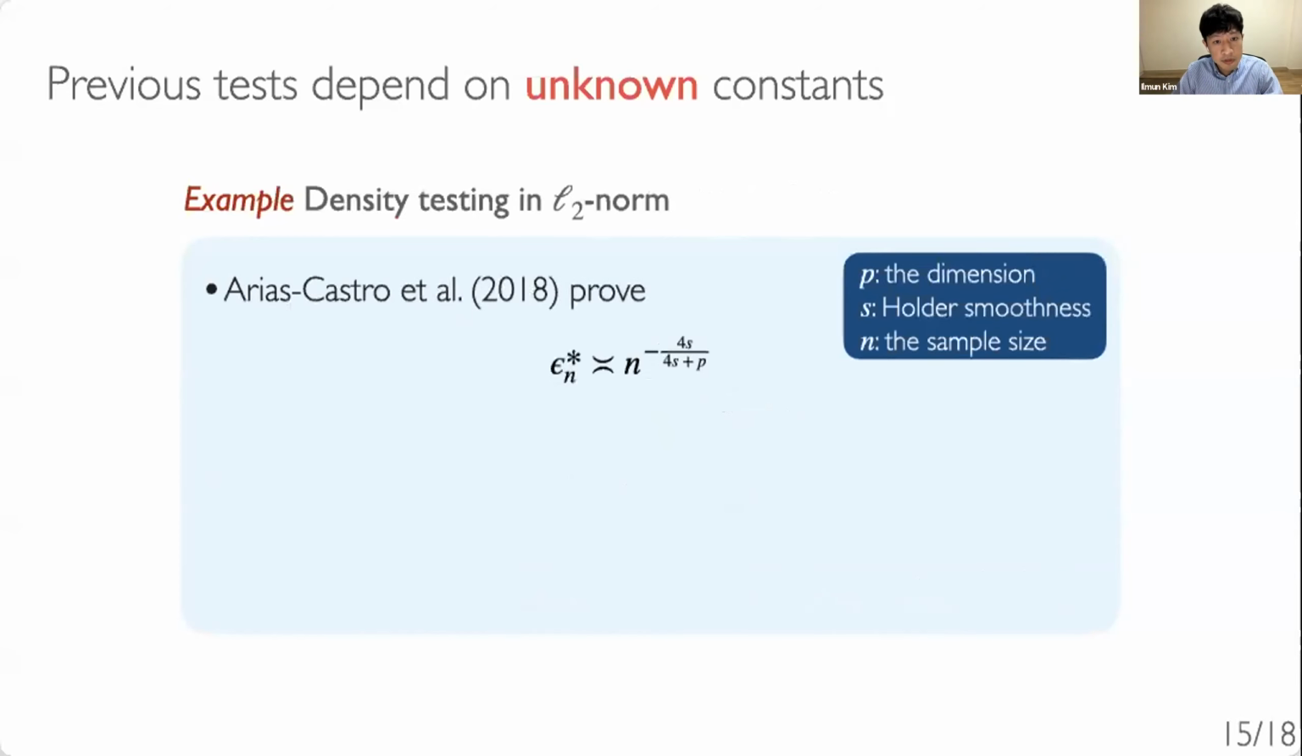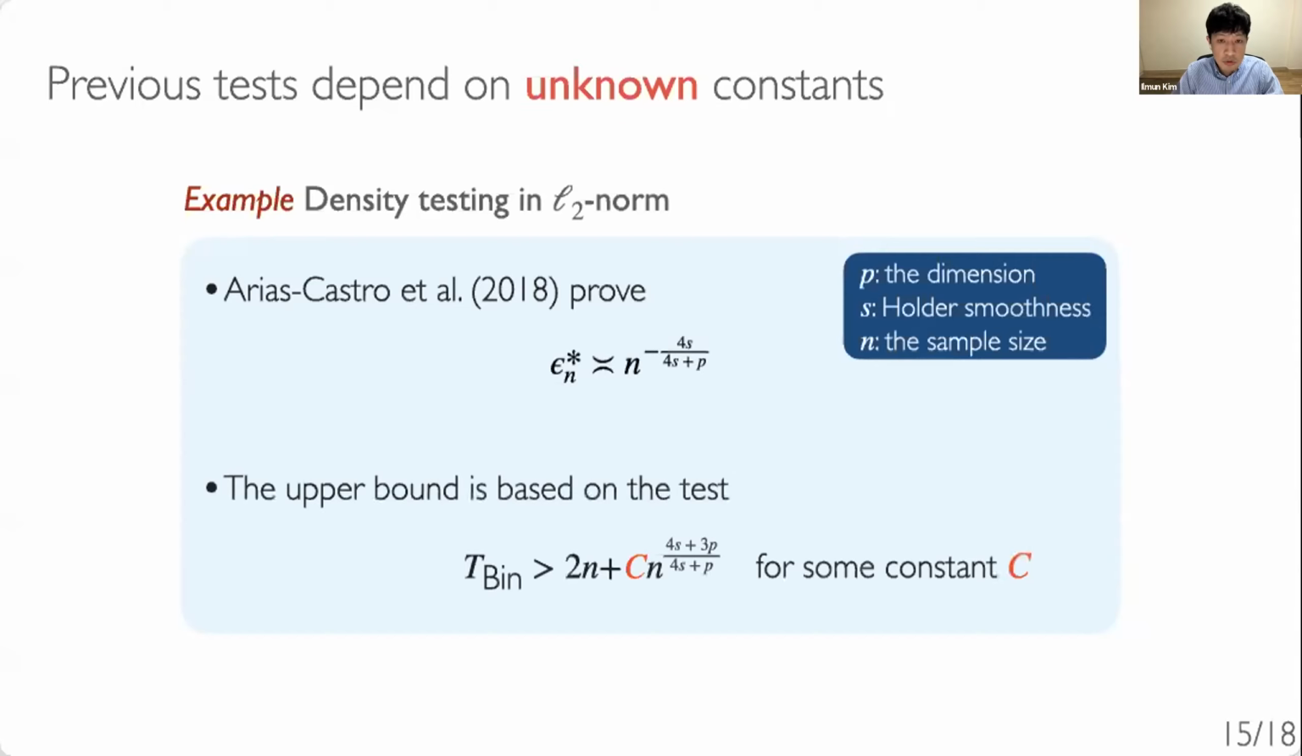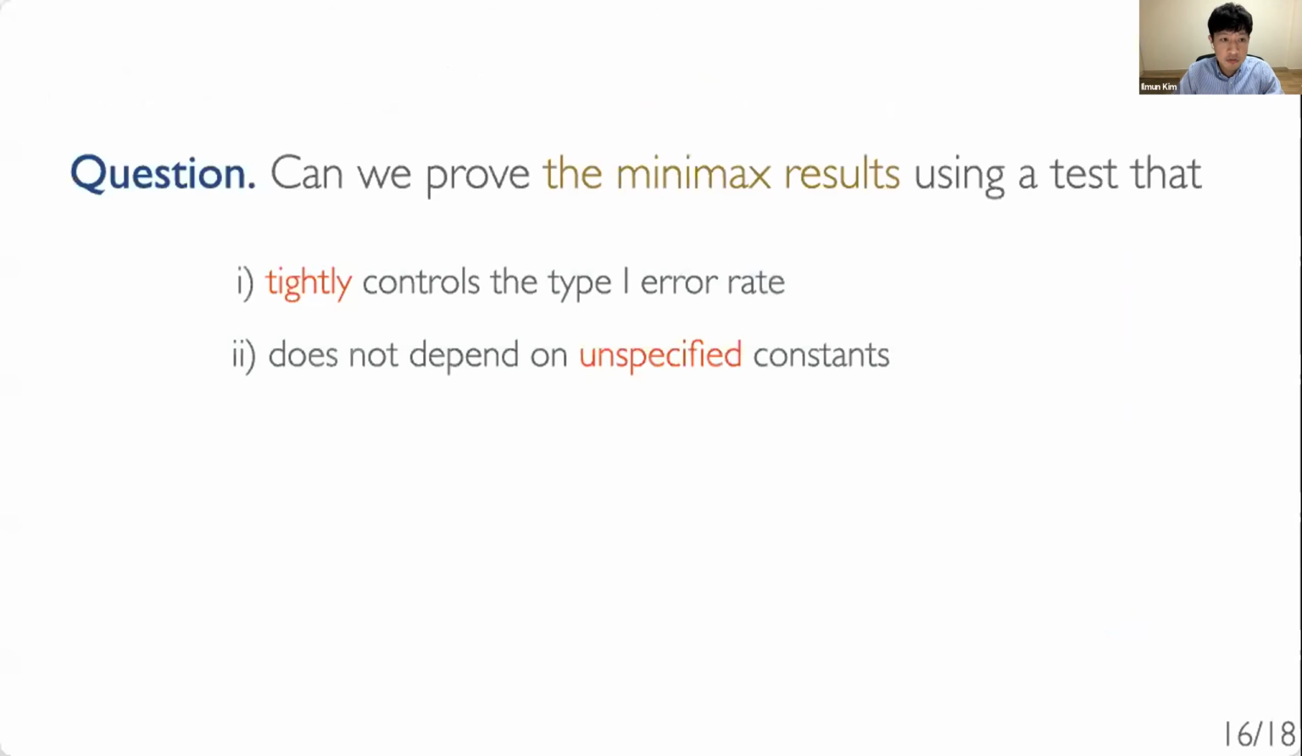Similarly, building on the work of Ingster, Arias-Castro et al. in 2018 proved that the minimum separation for two-sample density testing in L2 distance is of order n to the power of minus 4s divided by 4s plus p, where s is the Hölder smoothness parameter and p is the dimension of the data. Then they show that their proposed test, which rejects whenever the test statistic is greater than a certain threshold depending on an unknown constant, is minimax rate optimal.